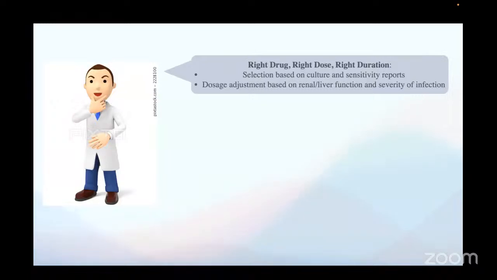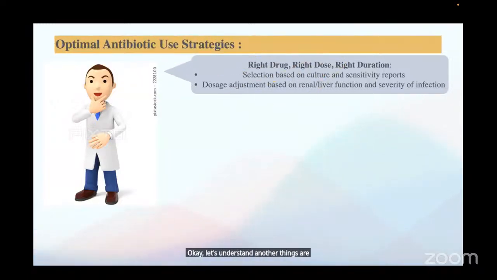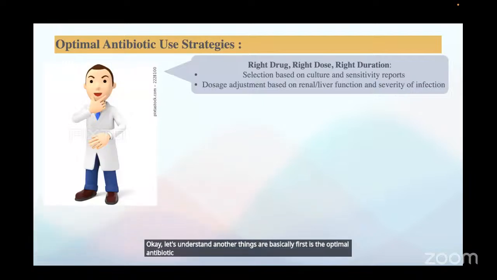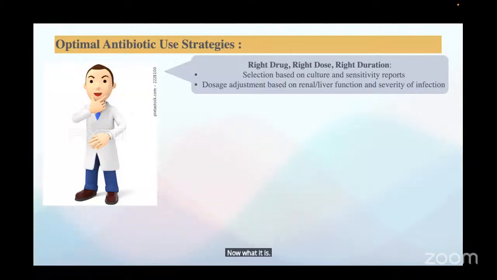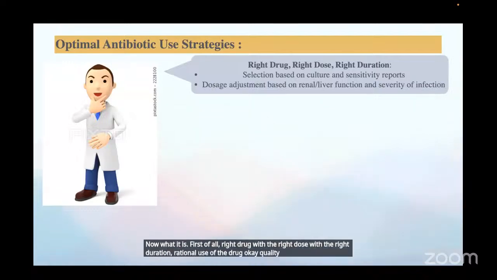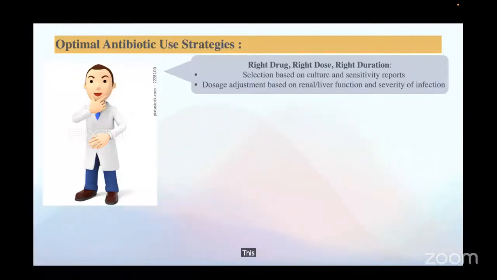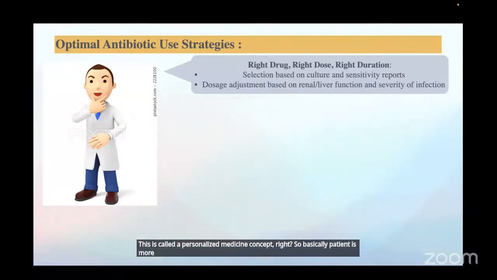Okay, let's understand another thing. First is the optimal antibiotic use strategies. Now what is it? First of all, the right drug with the right dose and the right duration, rational use of the drug, quality use of medicine. Basically, selection based on the patient's culture and sensitivity reports, and dosage adjustment based on their renal and liver function and sensitivity of infection. This is called the personalized medicine concept, right? So basically, the patient is more suitable for a particular agent, rather than following a traditional practice of prescribing. This is what optimal antibiotic use is.